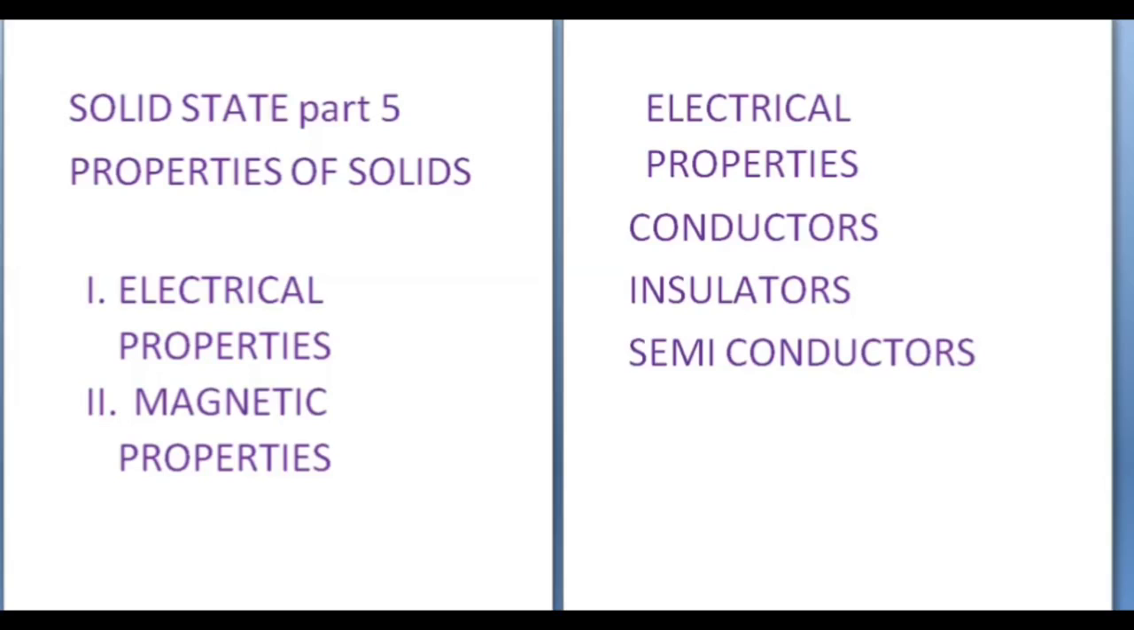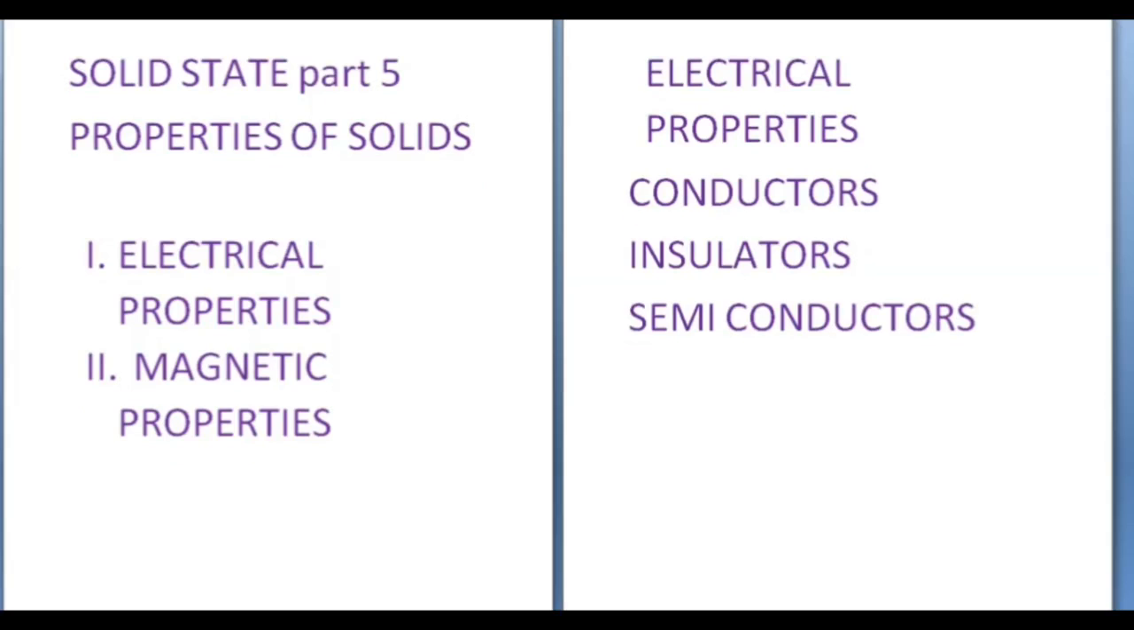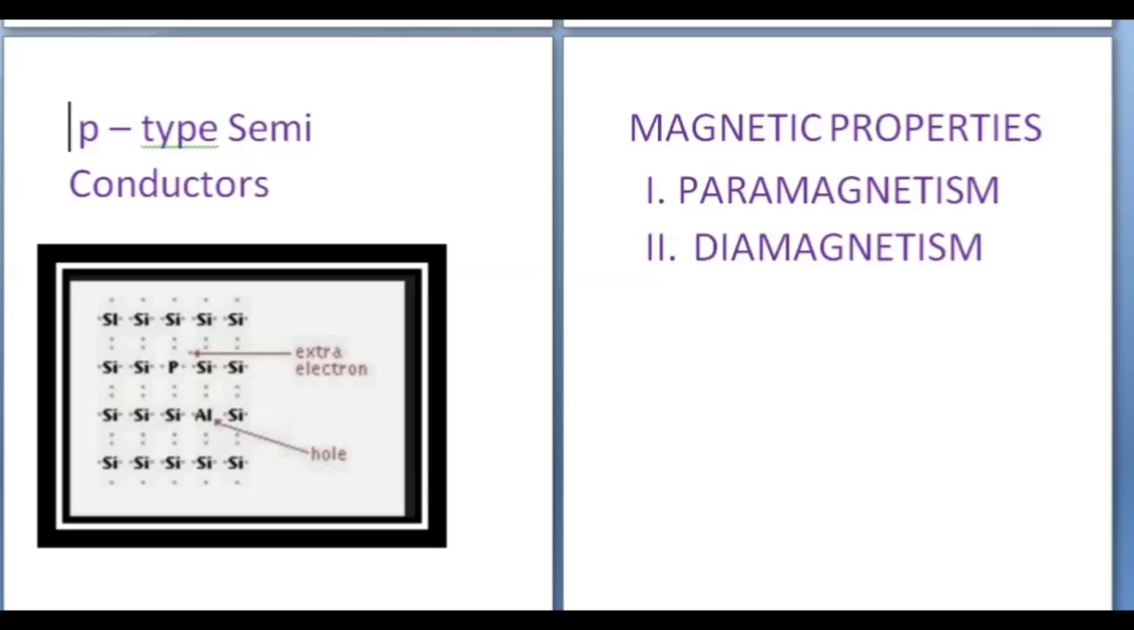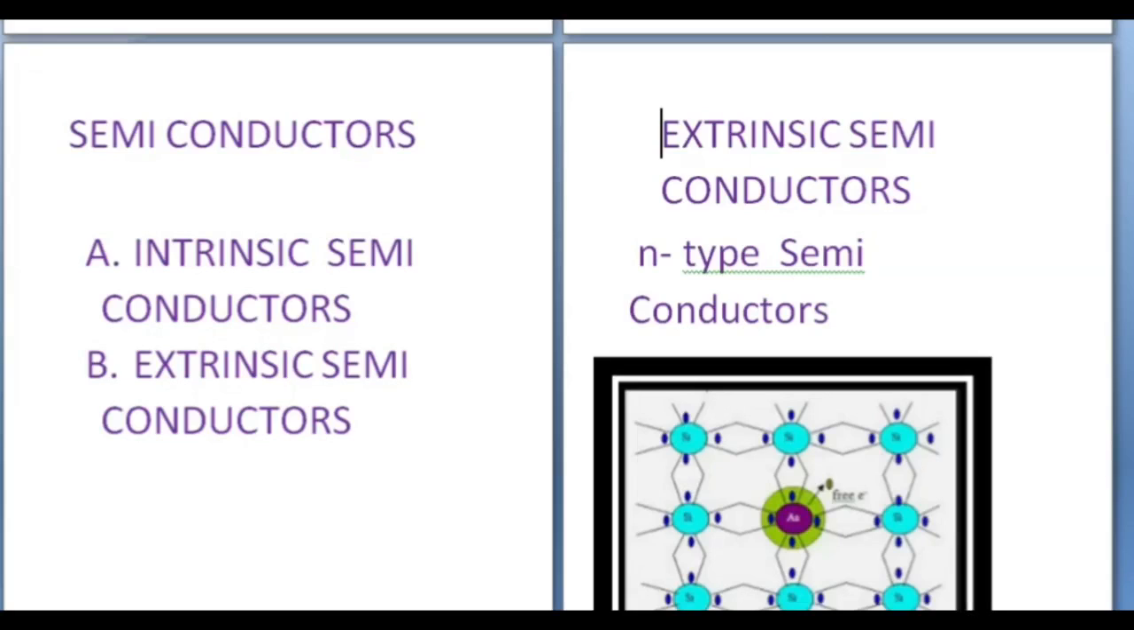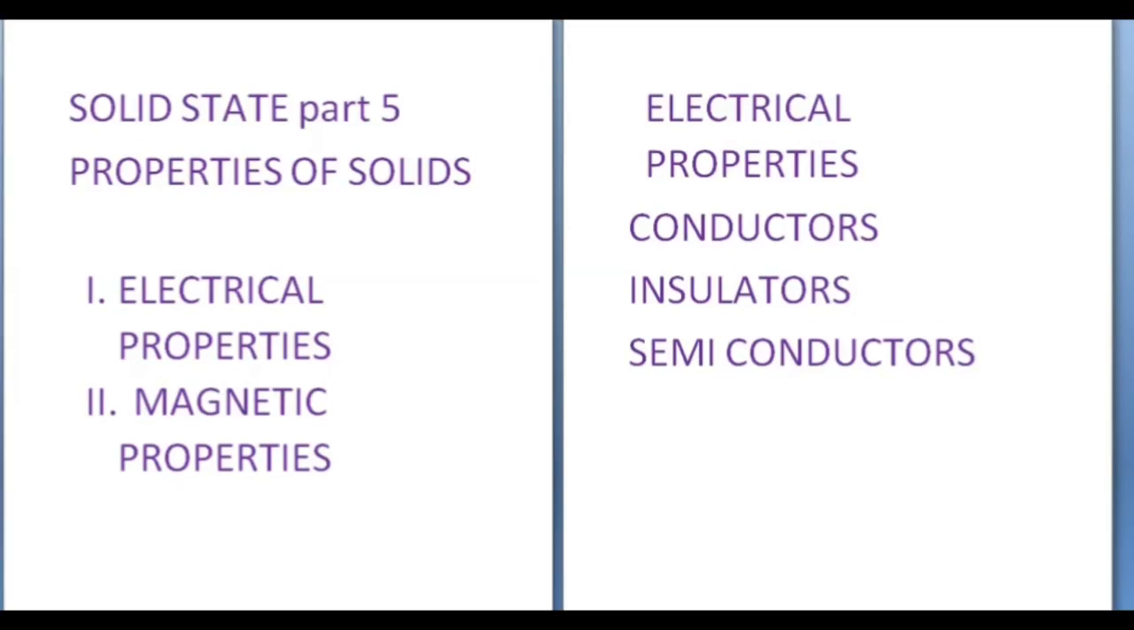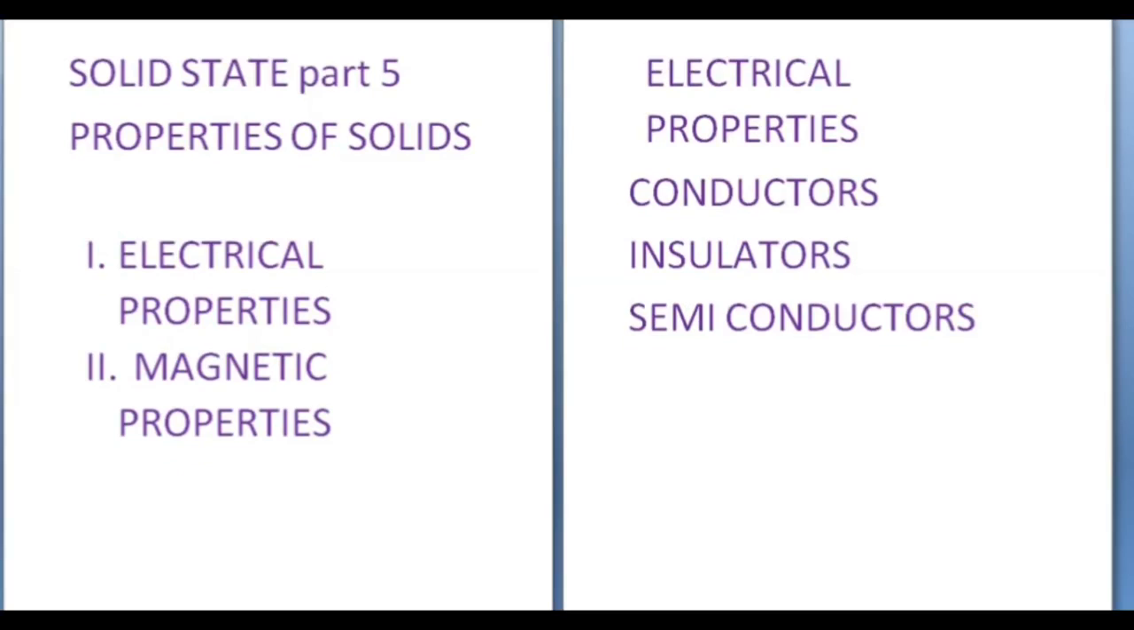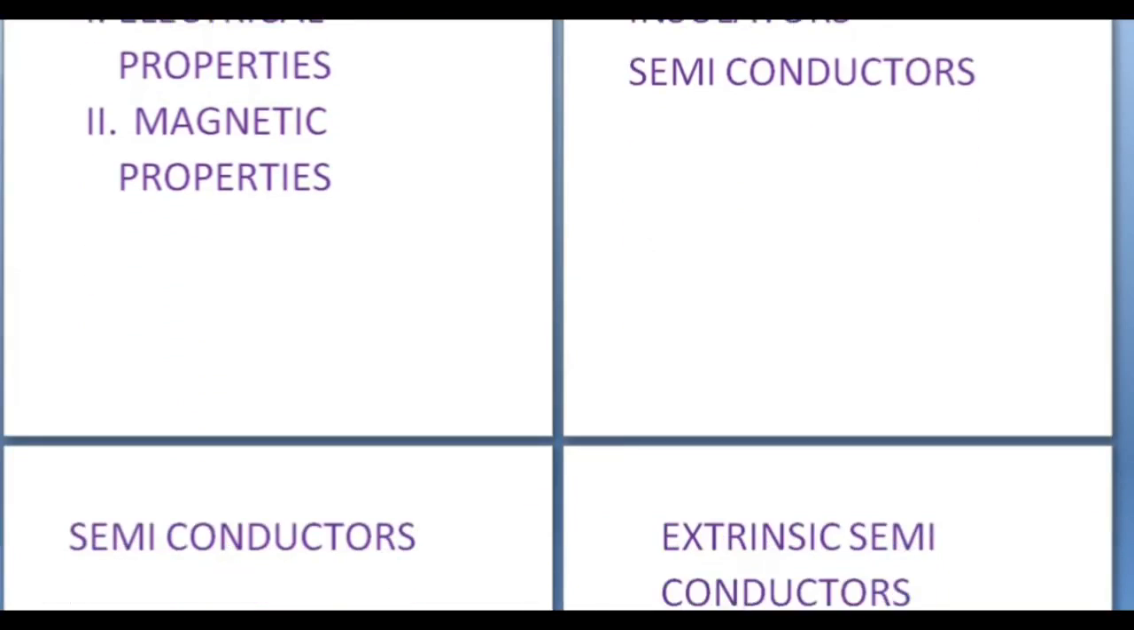Semiconductors. They allow only partial conduction of current through them. The electrical conductivity is 10 to power minus 6 to 10 to power 4 per ohm per meter, which is intermediate between conductors and insulators. Now, when you look at the semiconductors, they are of two types: intrinsic and extrinsic semiconductors. So we will start with studying about them one by one.